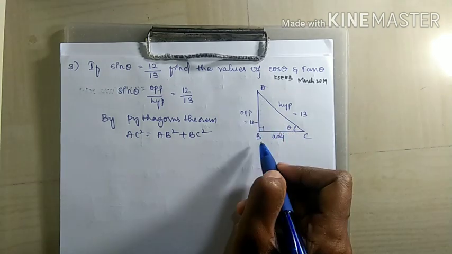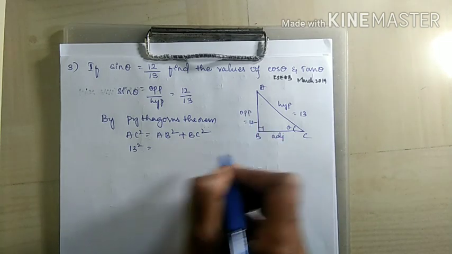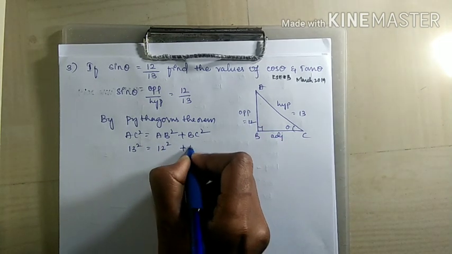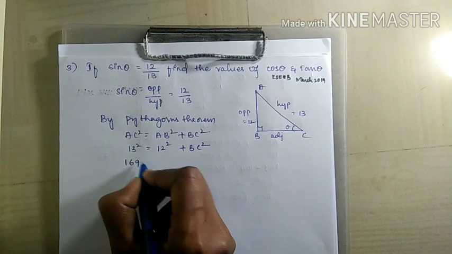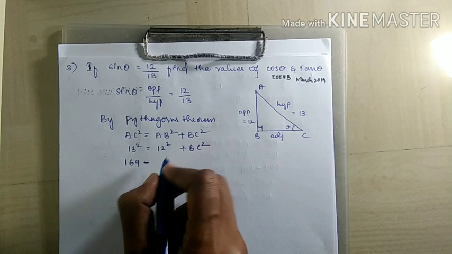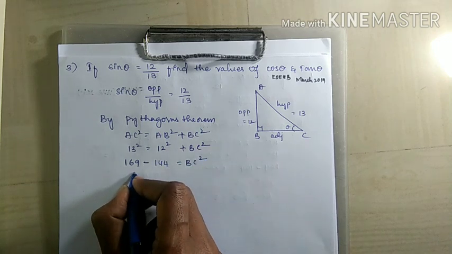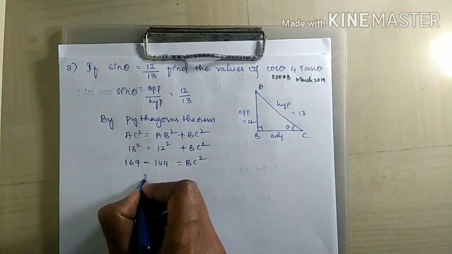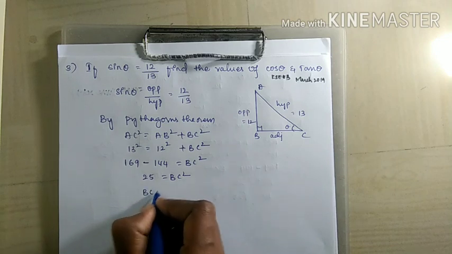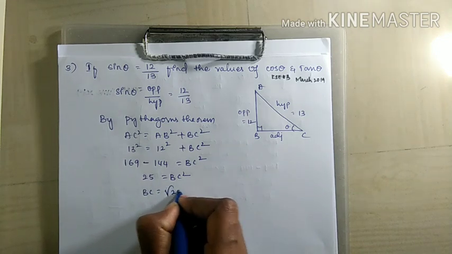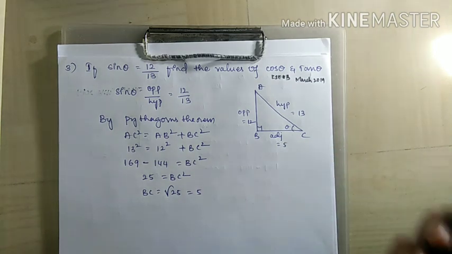So now AC square is 13 square and AB square is 12 square, plus BC square. 13 square is 169, and 12 square is 144, that equals BC square. So 169 minus 144 is 25, that is equal to BC square. Now BC is equal to square root of 25, that is equal to 5. So the adjacent side became 5.